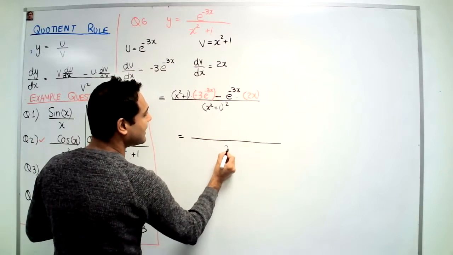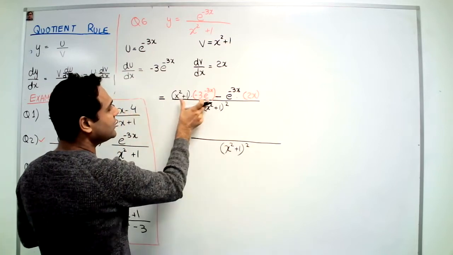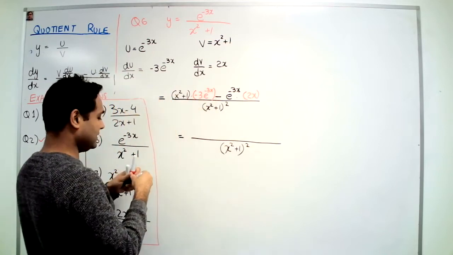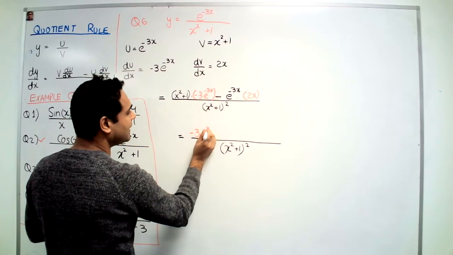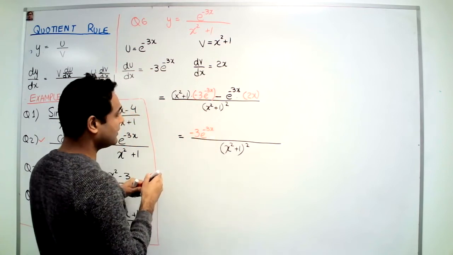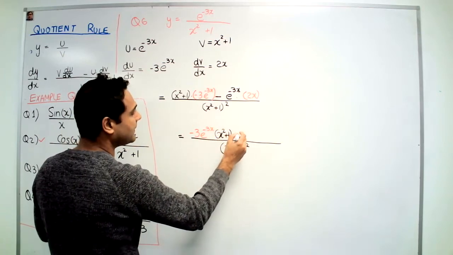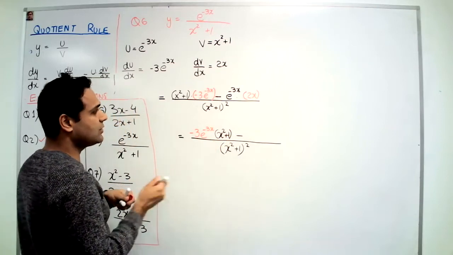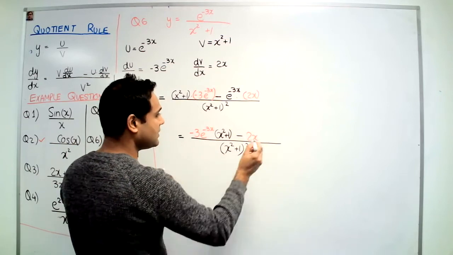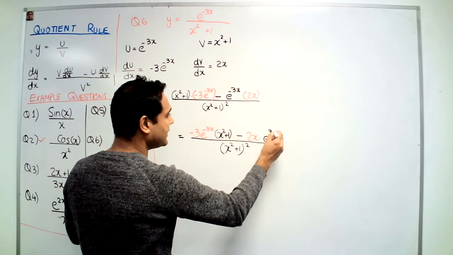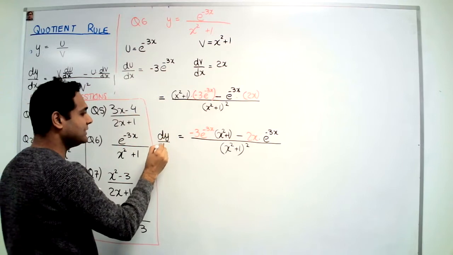The bottom is just x squared plus 1, all squared. When I do that one, it's better to write this red bit in the front. Minus 3 e to the minus 3x. And then you got this black x squared plus 1. And then minus, here you got 2x. And then the black one, e to the minus 3x. Okay, this is your dy over dx.